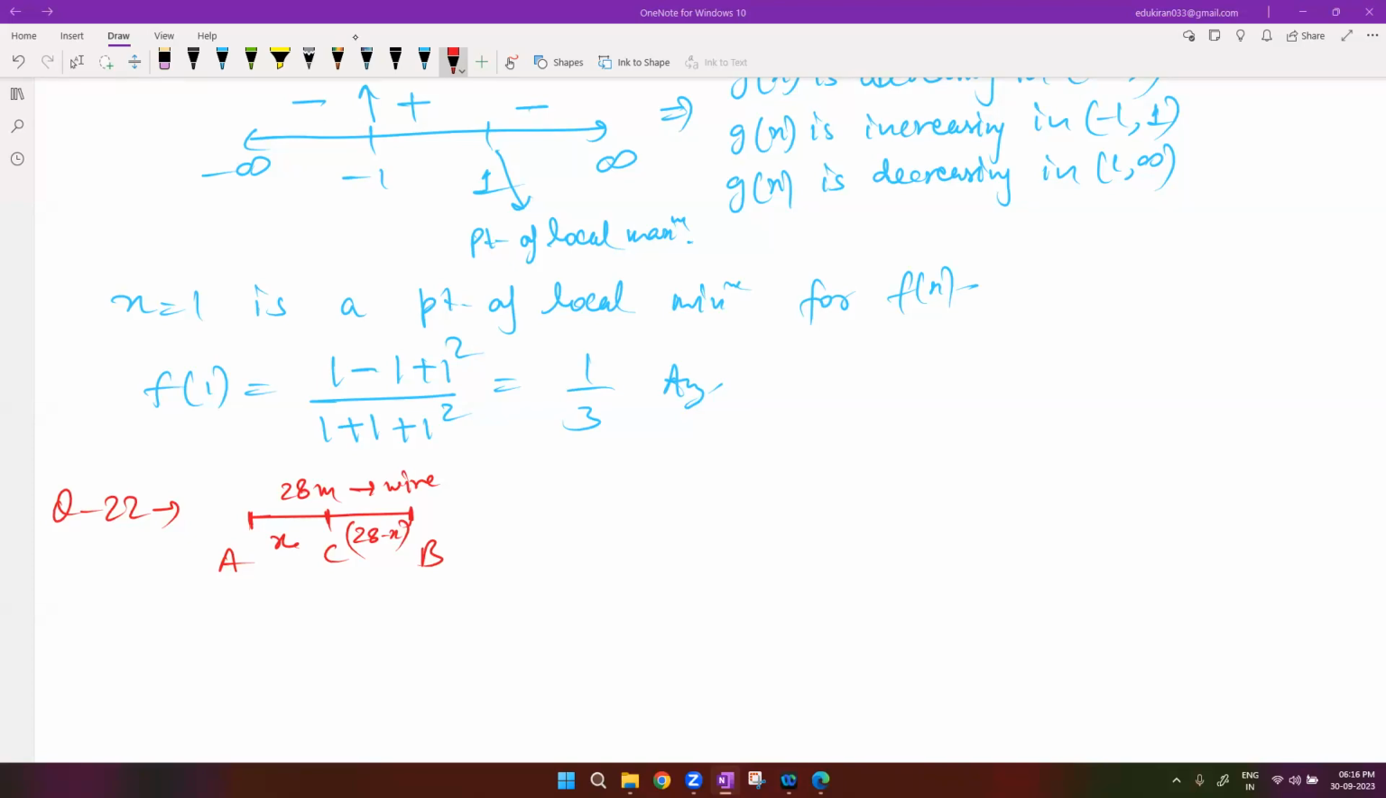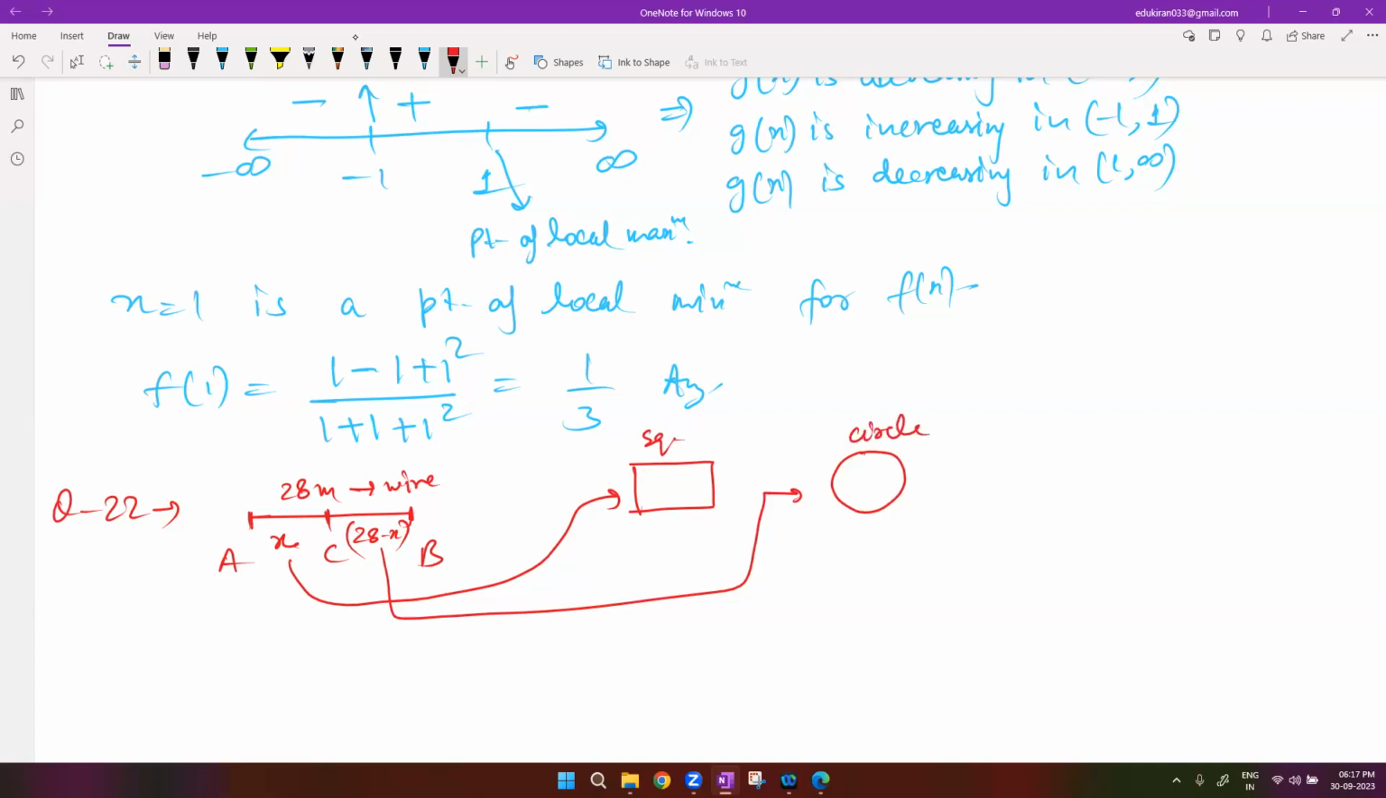Yeah, so a wire of length 28 meter is to be cut into 2 pieces. One of the pieces is to be made into a square and the other into a circle. What should be the length of the 2 pieces so that the combined area of the square and the circle is minimum? Okay, cool. So let's say one part is AC and one part is CB, and one part is of length X. Let's say I'm using this AC to form a square and this CB to form a circle. This is a square and this is a circle.